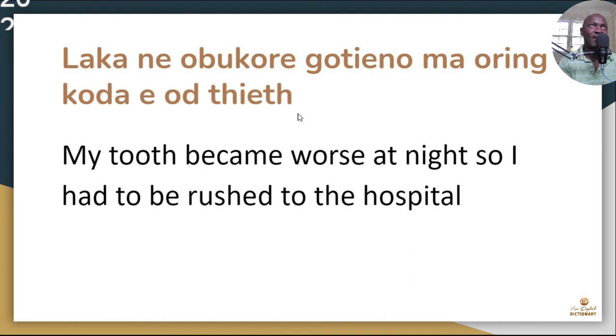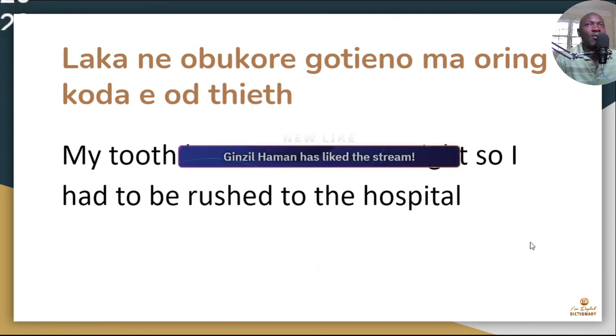Laka ne obukore gotieno ma oring koda e od thieth. I'll take that again. Laka ne obukore gotieno ma oring koda e od thieth. So my tooth became worse at night, so they had to rush me to the hospital.